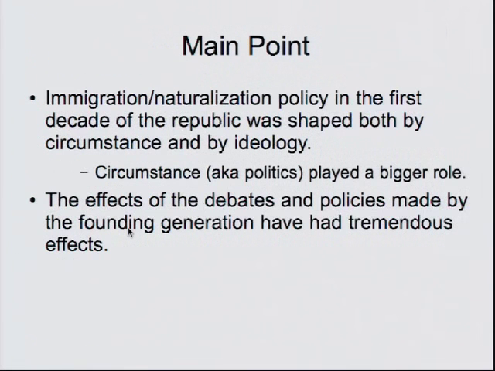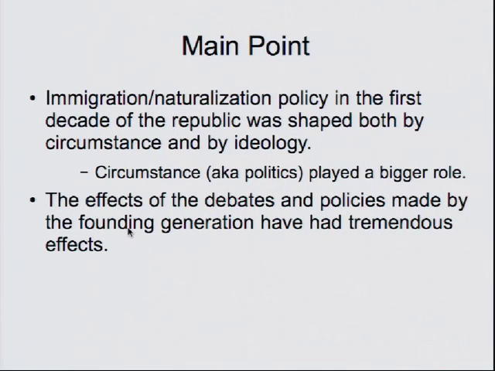So the main points of today's lecture are these: that immigration and naturalization policy in the first decade of the Republic was shaped both by circumstance and by ideology. We've just seen a little bit of the ideology. We'll talk a little more about that. But I'll also explain the circumstance, that is, politics played a somewhat bigger role. And so the way we're going to set up the story is we're going to talk about all the different actors and how they saw it, and then we're going to run through what actually happened in 1790 and see which side they came out on. And secondly, the debates and policies made by the founding fathers have had tremendous effects, tremendous effects at the time, and still have effects today. And those effects will be seen somewhat throughout the course.